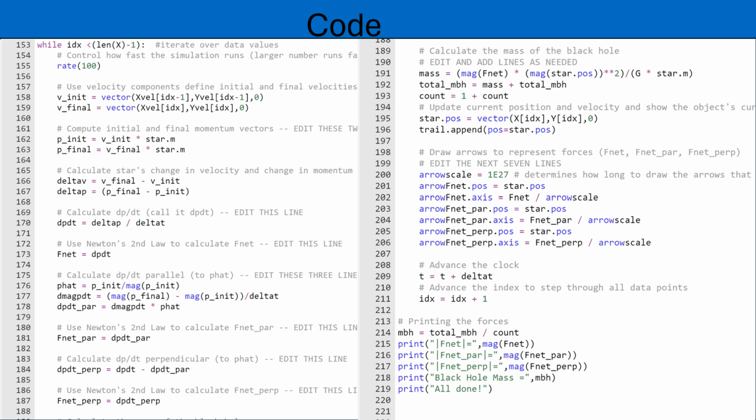And then we use this to find parallel. So p hat is just the momentum initial divided by the magnitude of momentum initial. And then we can find the magnitude of dp dt, which is magnitude of p final minus the magnitude of p initial over delta t. And then the dp dt of parallel is equal to the magnitude times p hat. So that's our change in momentum, and that is equal to Fnet.